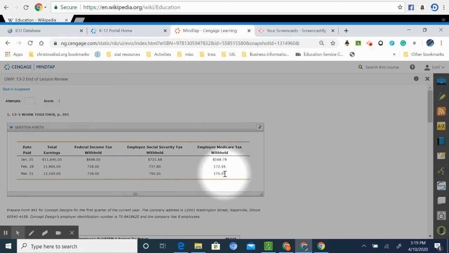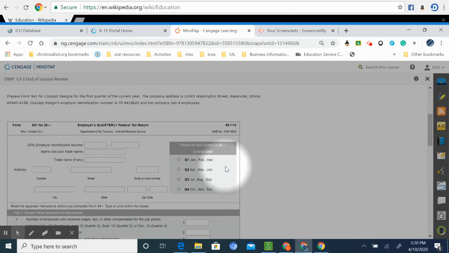And double this would be how much needs to be reported for Medicare tax, because both of these are paid by both employee and employer. The employee is the only one that pays the income tax, though. So this one is always single. These other two are doubled.